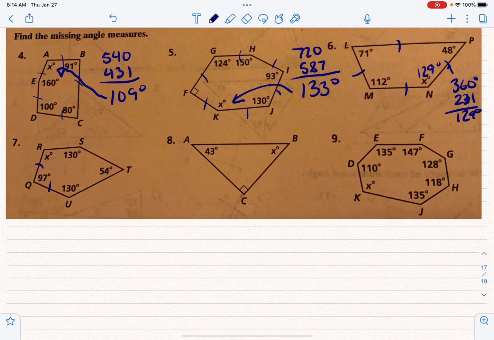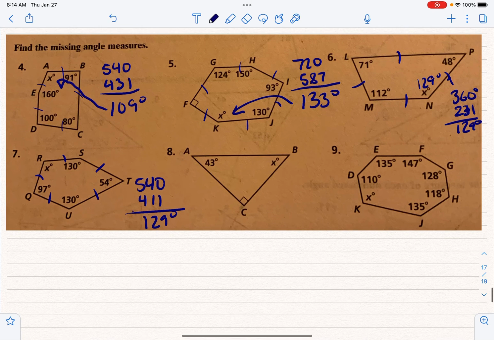This next one's got 1, 2, 3, 4, 5 sides. 5 minus 2 is 3. 3 times 180 is 540. My total has got to be 540. 130 is 260. Plus 97 would be 357. Plus 54 would be 411. And so that leaves me with 129. That's a popular number. We've seen that before. Okay. Oh, right there. All right.